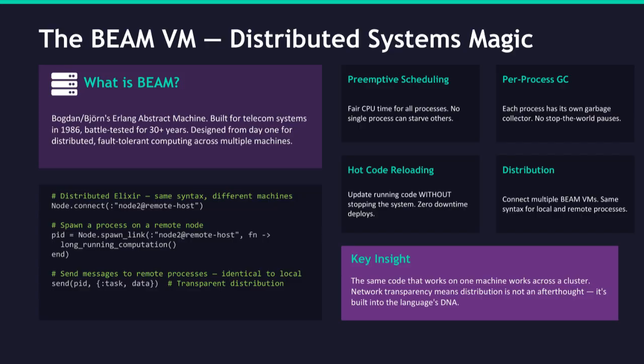Third, hot code reloading. You can update running code without stopping the system. Zero downtime deployments are a native feature. And fourth and final, built-in distribution. Connect multiple Beam nodes across a network and they work transparently together.